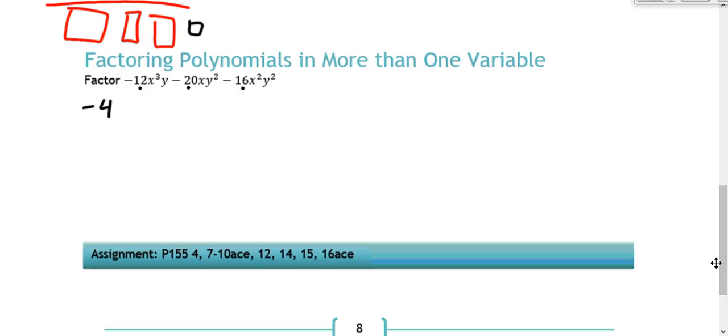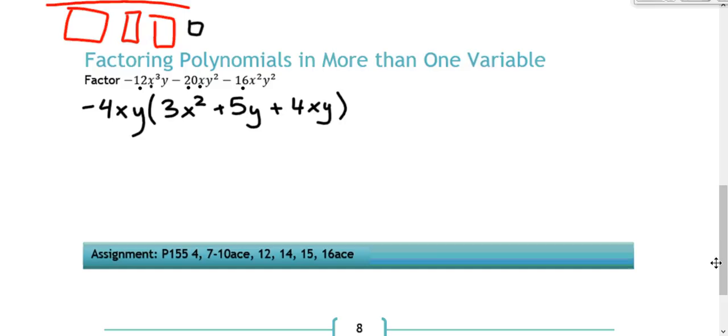Now, what is my smallest power of x? I have an x cubed, an x, and an x squared. Well, I'm going to take out an x. And then my smallest power of y is a y. So then this should look like 3x squared plus 5y plus 4xy.